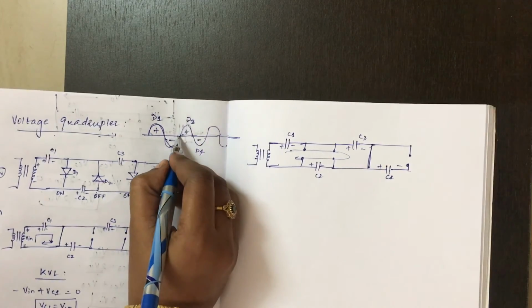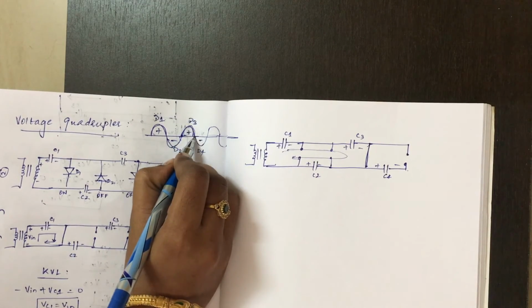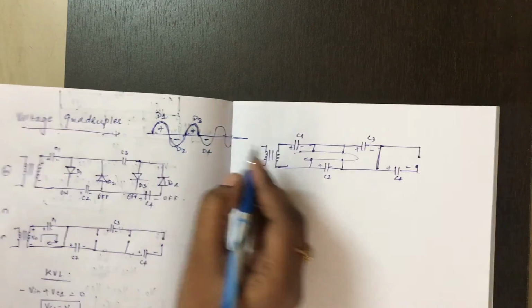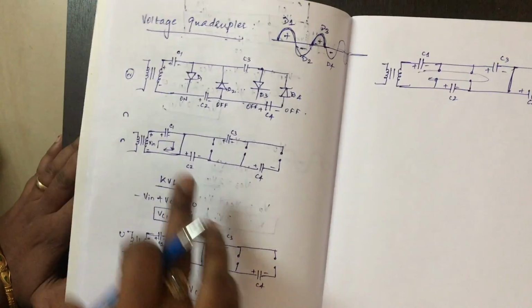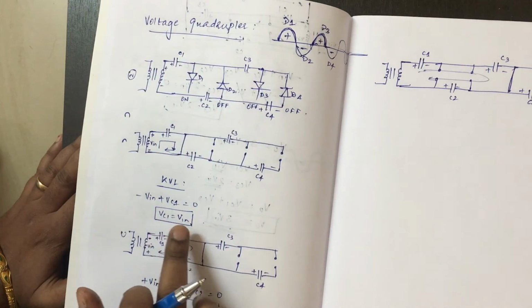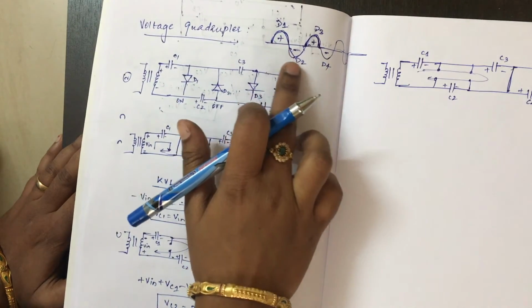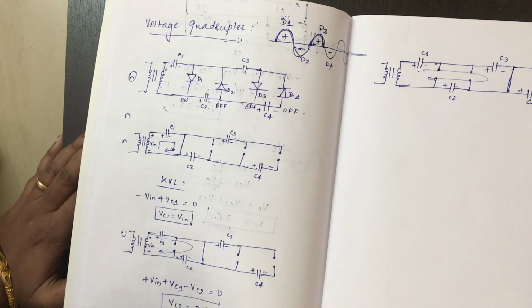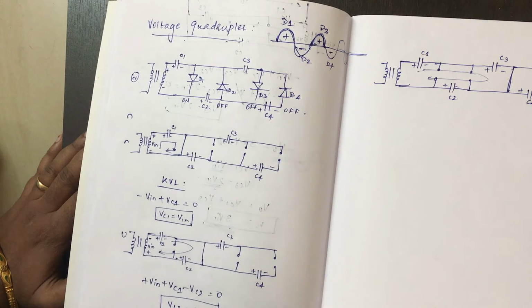C1 plus minus, C3 plus minus, C2 plus minus, C4 plus minus. Here you are applying a positive cycle, the second positive half cycle. This is the first positive half cycle, this is the second positive half cycle. For the first positive half cycle you got Vc1 equal to Vin. For the first negative half cycle you got Vc2 equal to twice Vc1, that is a voltage doubler.